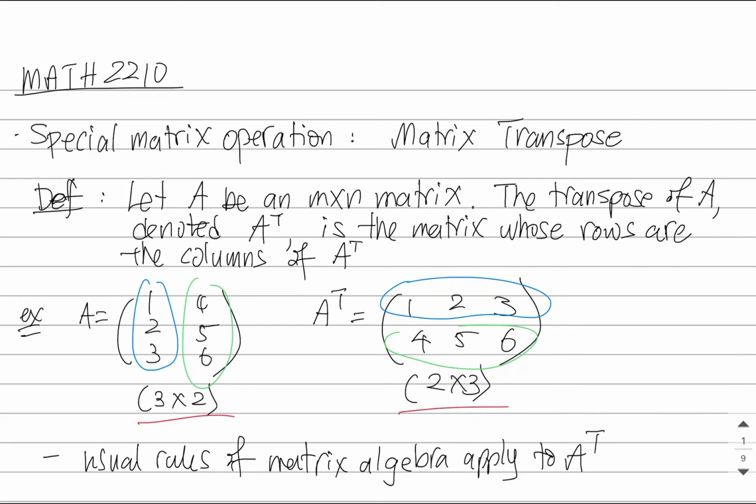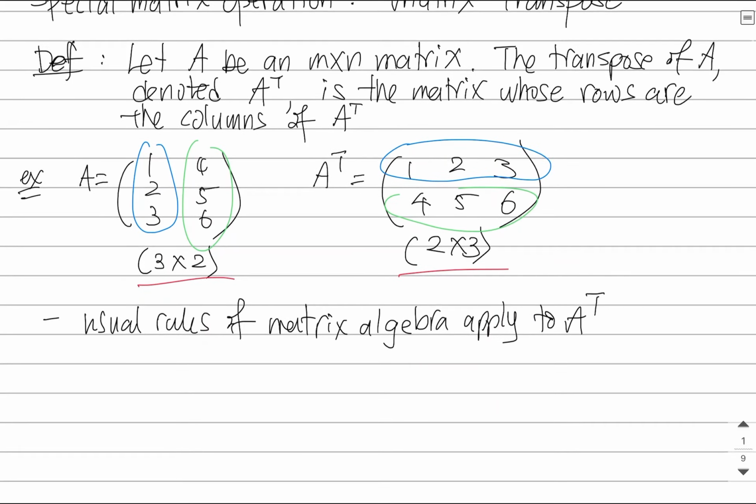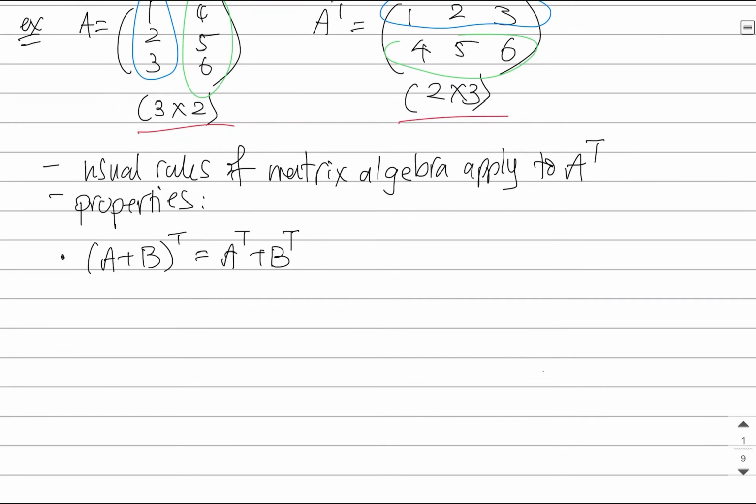Now, once you've got transpose defined, it's pretty easy to do the usual rules of matrix algebra, adding, subtracting, etc. However, there are some properties that we should mention just for thoroughness sake. Some we'll prove, some we won't. Some things like the transpose of a sum ends up being the sum of transposes. That's not very interesting, but it's useful.